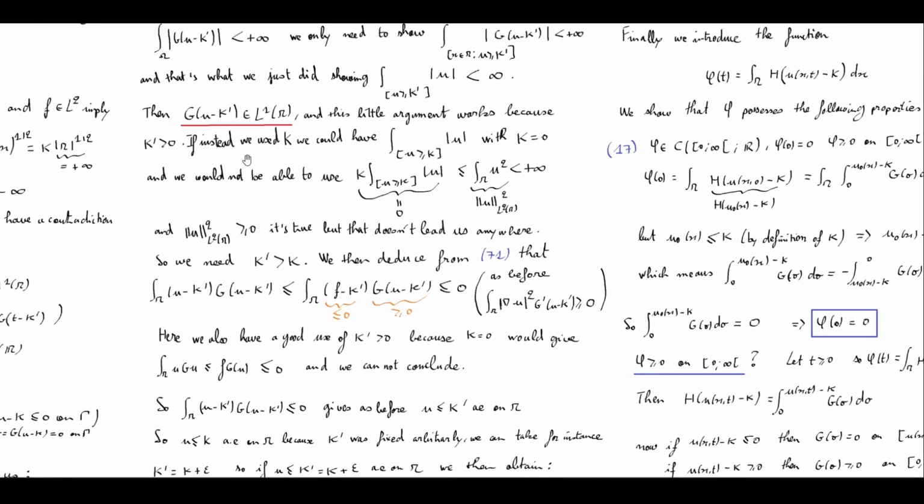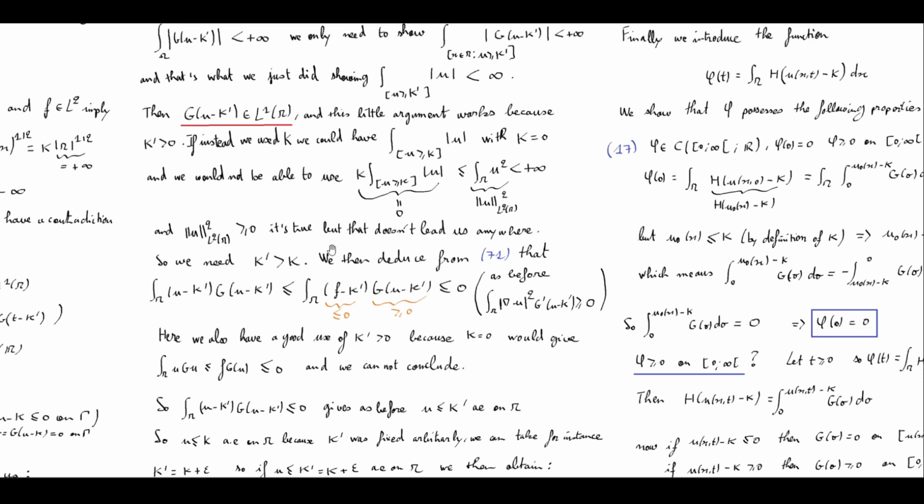If instead we used k, we could have our integral with k equals 0, and we would not be able to use our little trick because the term on the left side would be equal to 0, and that doesn't give much information, because we already know that the L2 norm of u squared is always greater or equal to 0. It's true, but that does not lead us anywhere, like I said. So we need q prime strictly greater than k.